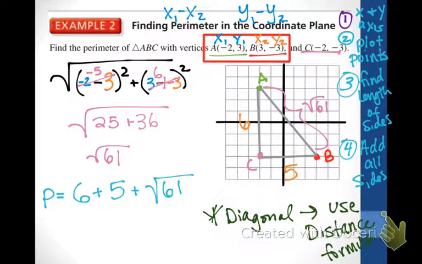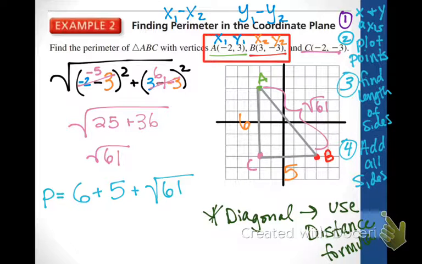Will this as a square root help me? Will this written as a square root help me find the answer? No. So here's where you are going to be allowed to hit that button on your calculator. Who has their calculator? You do? Most 4-function calculators have the square root button. You can only use it on a problem like this because you cannot just add 6 plus 5 plus the square root of 61.